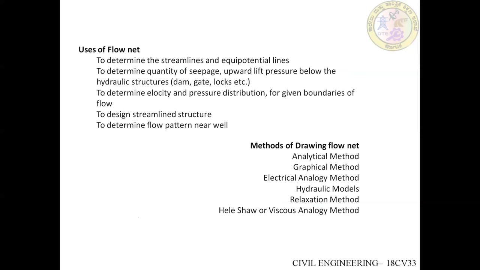Let us see what the uses of flow nets are. Flow nets are used to determine the streamlines and equipotential lines, and to determine the quantity of seepage and upward lift pressure below hydraulic structures like dams, gates, locks, etc. They are also used to determine the velocity and pressure distribution for given boundaries of flow, to design streamlined structures, and to determine the flow pattern near a well.